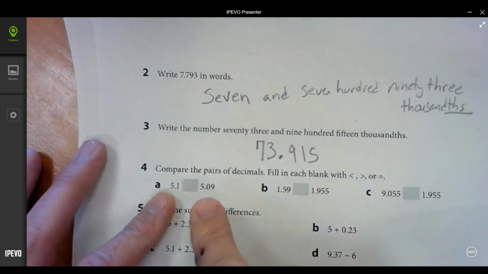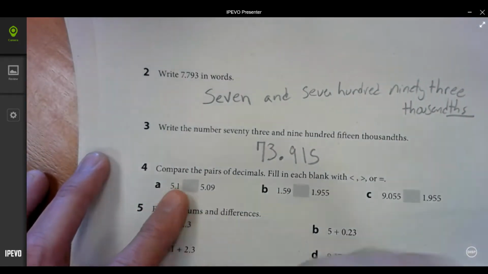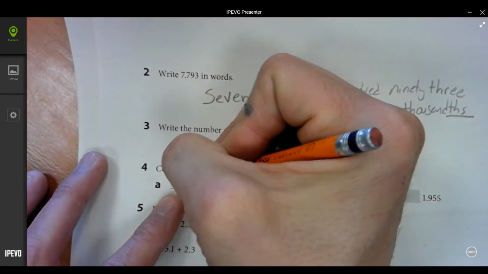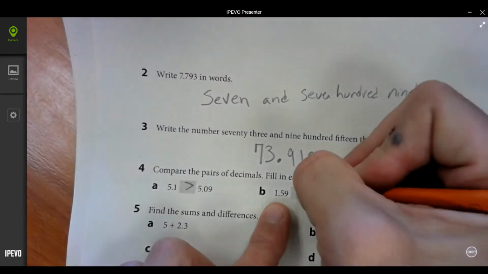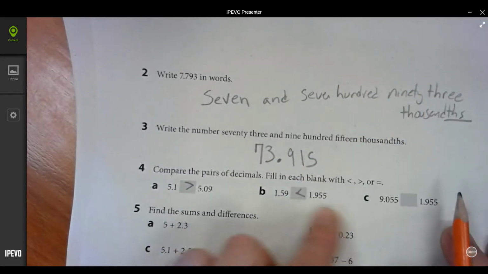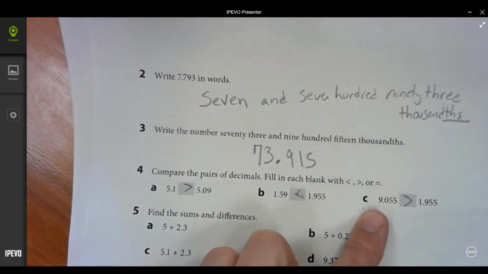Now to compare, we look at place value. So there's 5s in both of the 1s spot. In the tenths there's a 1, and this is a 0. So that means that side is greater. Here again we look at the 1s, they're equal. The tenths, this one has more, so it's going to be greater. Here, the 1s, this one has more, so it's going to be greater.